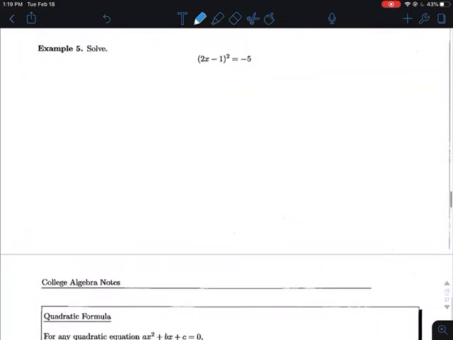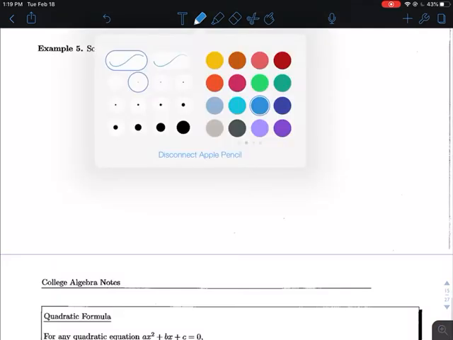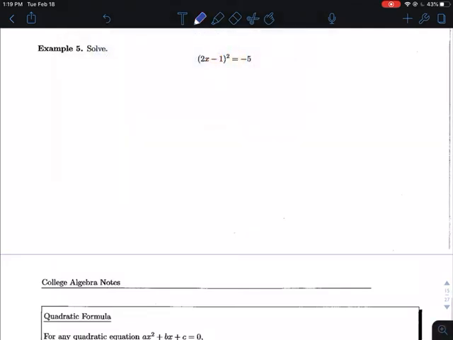All right, so here I see this problem is squared. I want to get x by itself. Here's my x. But in order for me to get x by itself, I have to get rid of that square on the outside of the parentheses. So I'm going to take the square root of both sides.